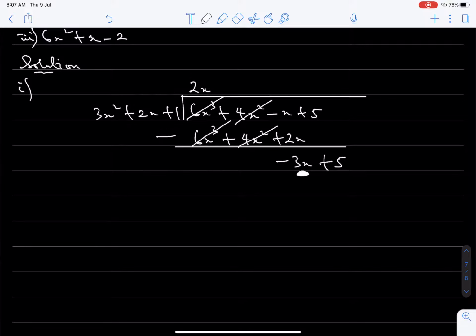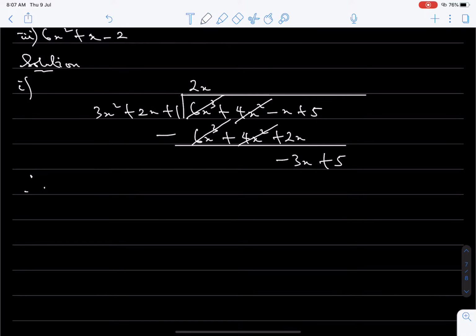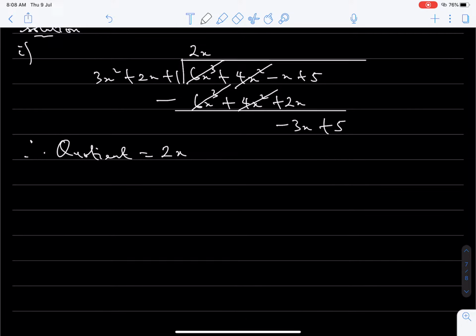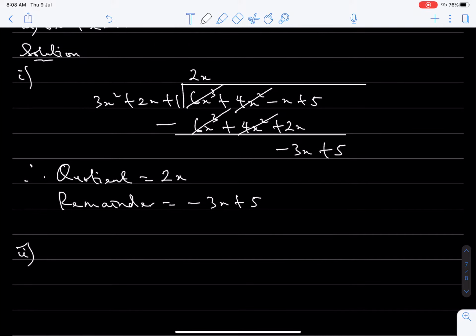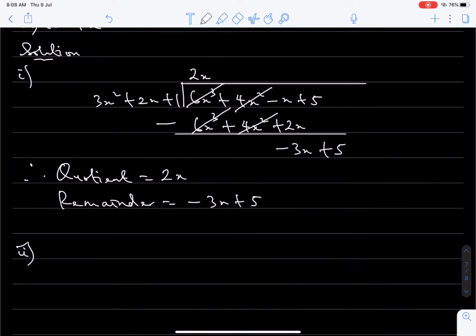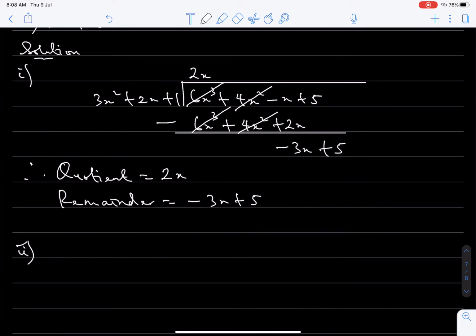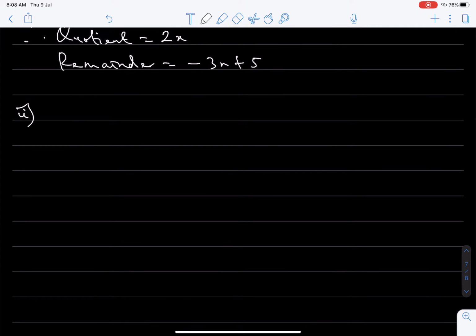And the quotient is therefore 2x, while the remainder, which is what's left there, is minus 3x plus 5. Now we go to Roman figure 2. When you multiply the quotient by the divisor and add the remainder to that product, you are going to get the dividend. So let's go to Roman figure 2.